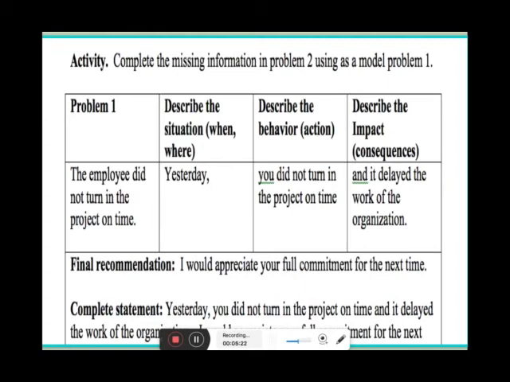Activity. You need to complete the missing information in problem 2 using as a model problem 1. This is problem number 1. The employee did not turn in the project on time. Describe the situation. Yesterday. Describe the behavior. You did not turn in the project on time. Describe the impact or the consequences. And it delayed the work of the organization. Final recommendation. I would appreciate your full commitment for the next time.